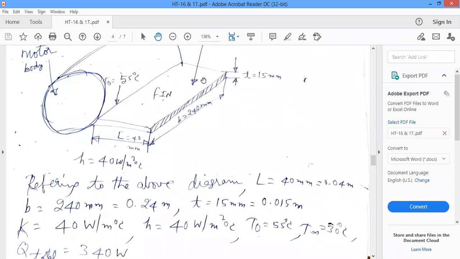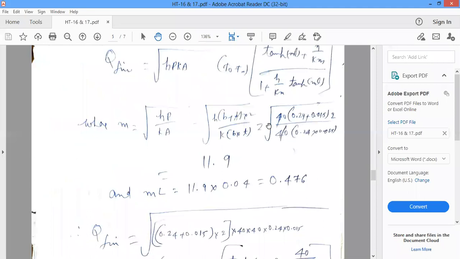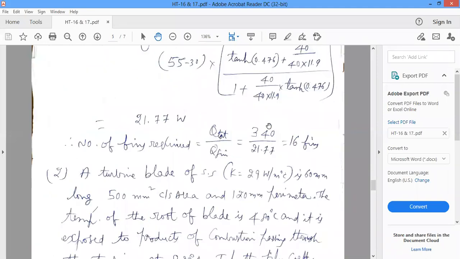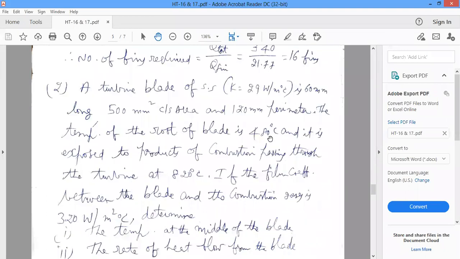How many fins? So 16 fins are required here. The number of fins required is 16, by dividing 340 with 21.77. Okay? That is one problem on this short fin.